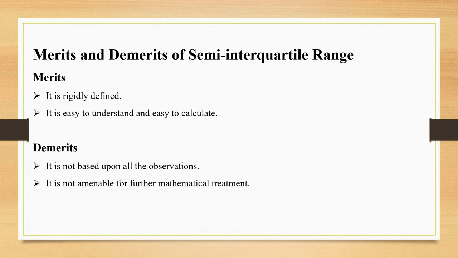Merits and demerits of semi-interquartile range. Merits. It is rigidly defined. It is easy to understand and easy to calculate. Demerits. It is not based upon all the observations. It is not amenable for further mathematical treatment.